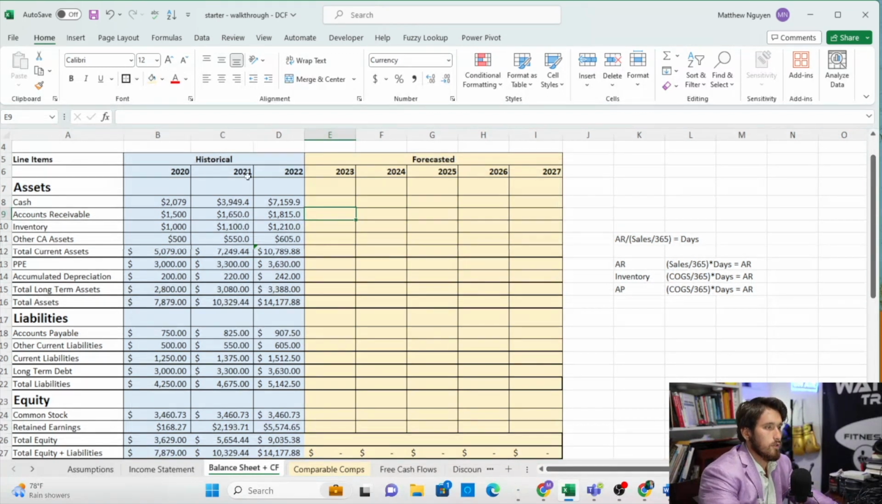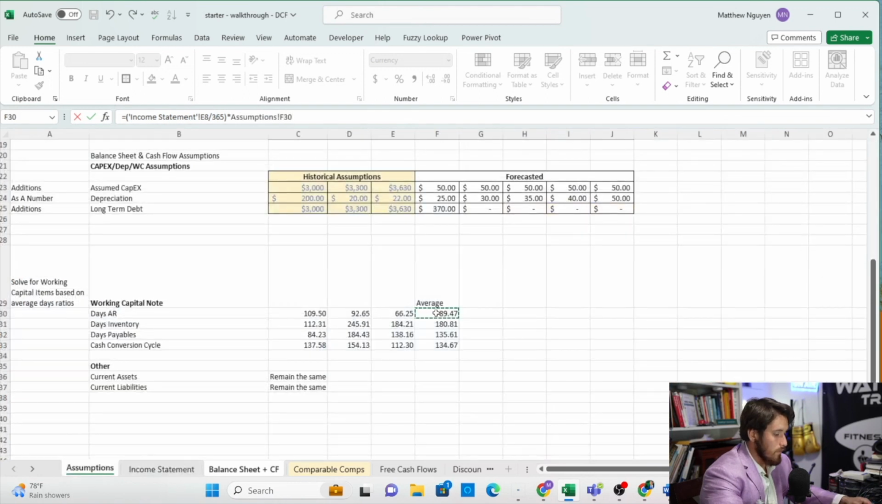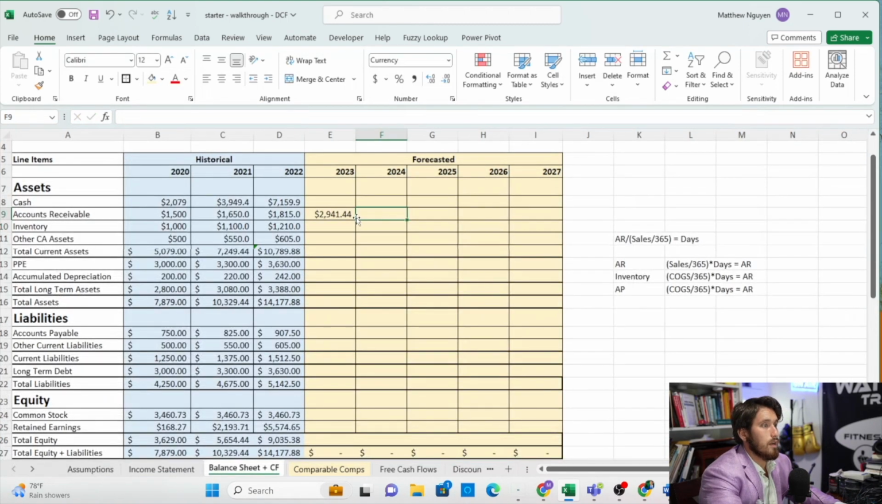All right, so our AR, let's do our sales. So let's go back here, income statement. Let's go to sales. Let's put parentheses here, divided by 365. And then let's multiply this by our days. Let's lock this down. So be our ratio factor here. That'll get us our forecasted AR. So let's do this. Looking good, looking good.